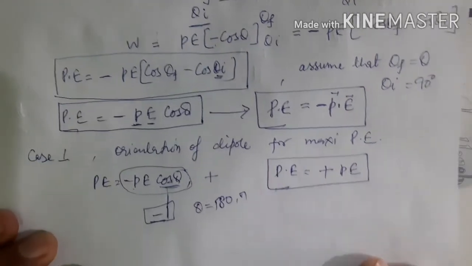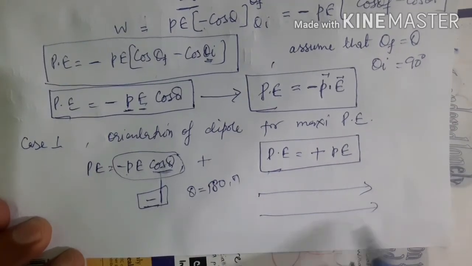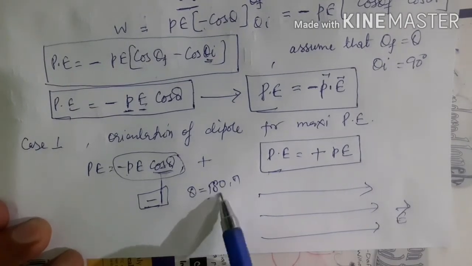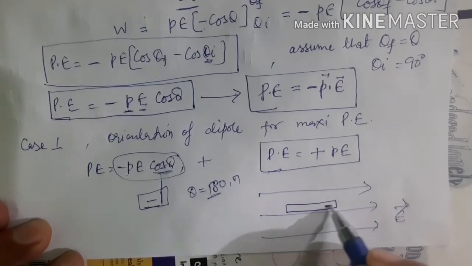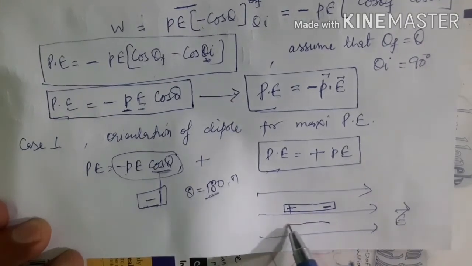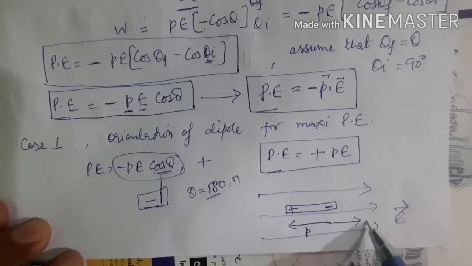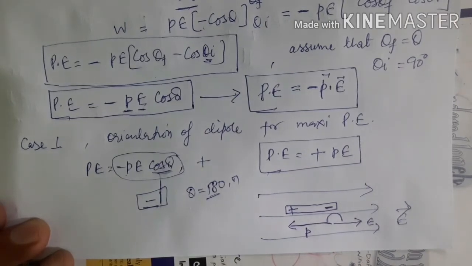If I draw in a diagram, what should be the orientation of a dipole in a uniform electric field? So this is your direction of electric field. The angle is 180 degrees. So this means that negative is on this side, positive is on this side. The dipole moment direction is from negative to positive, that is along this direction, and the electric field is along this direction. So what is the angle? 180 degrees. So this is your orientation of a dipole in a uniform electric field when potential energy is maximum.